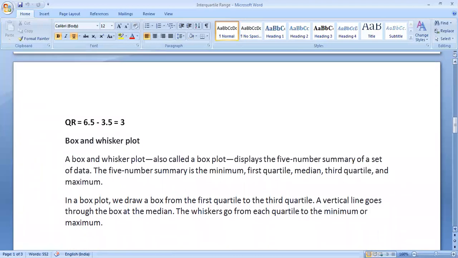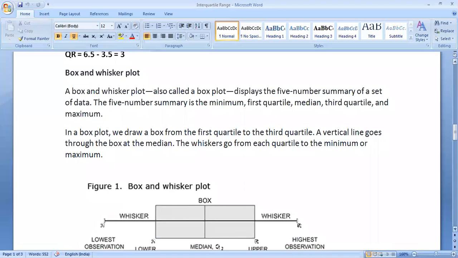Now the box plot is the graphical representation of this distribution. A box and whisker plot, also called a box plot, displays the 5-number summary of a set of data. The 5-number summary is the minimum, first quartile, median, third quartile, and maximum. In a box plot, we draw a box from the first quartile to the third quartile. Its length equals the interquartile range. A vertical line goes through the box at the median. The whiskers go from each quartile to the minimum or to the maximum.